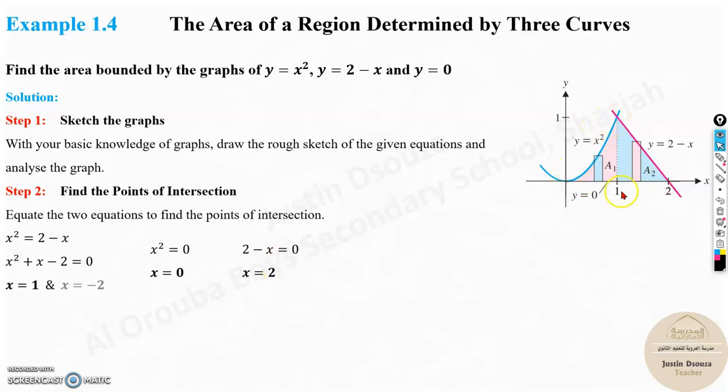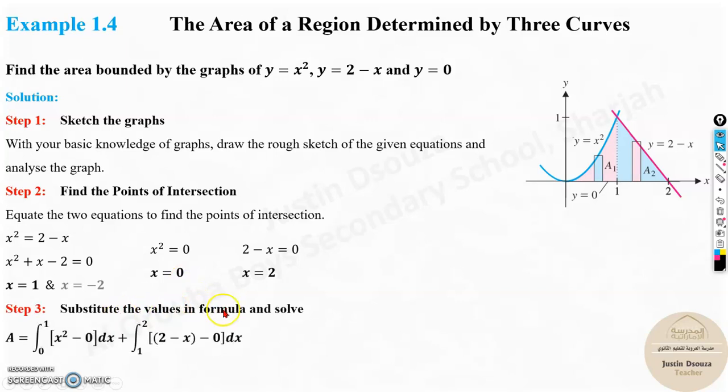Then 0 and 2. Now what? Just substitute the values in the formula and solve. We have done this already. From 0 to 1, the upper function is x square minus 0. And from 1 to 2, the upper function is 2 minus x minus 0. You can use the formula or directly put this in calculator and solve it, and this will be your answer.